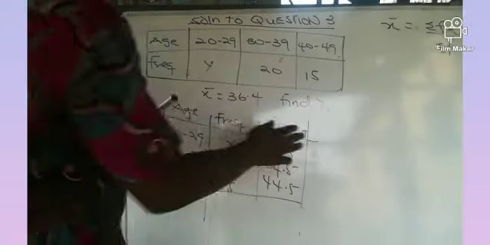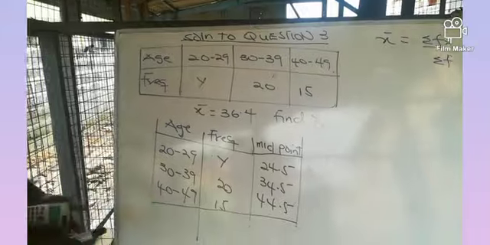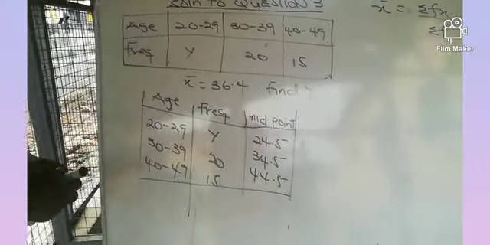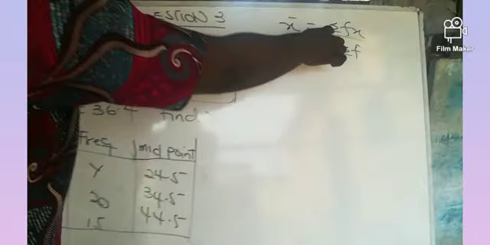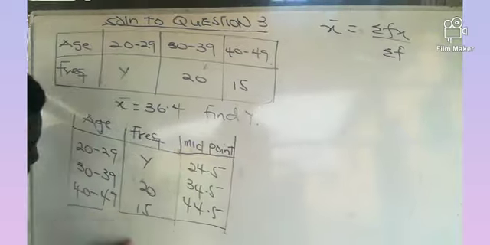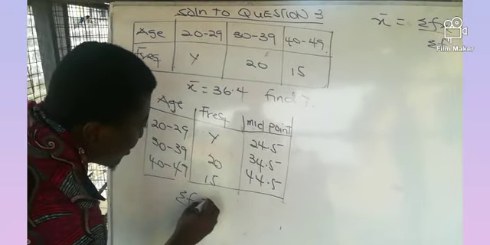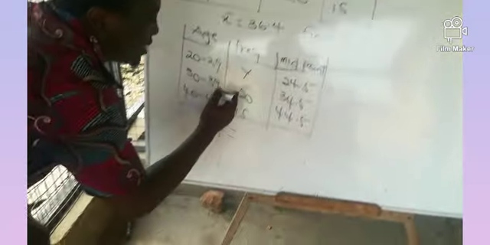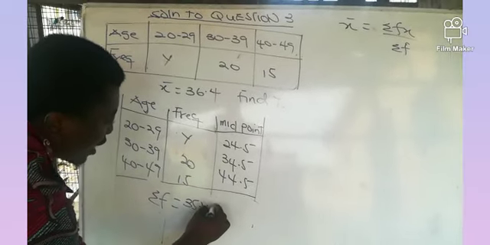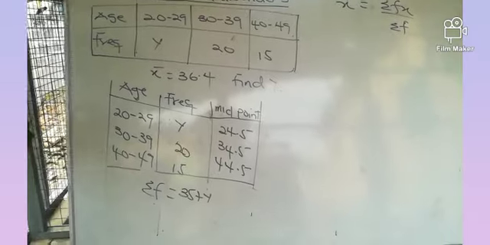So if you have 20, 15, and y, and now you have the midpoint. From the formula, we need summation of fx and summation of f. So let's find the summation of f. Summation of f is going to be 15 plus this. So you get 35 plus y. That's the summation of f.